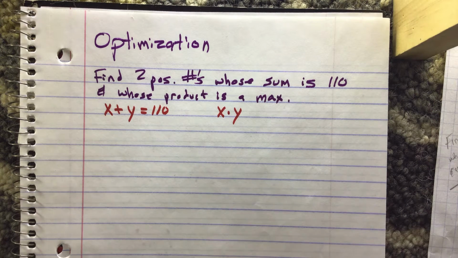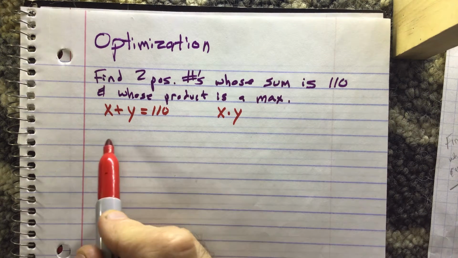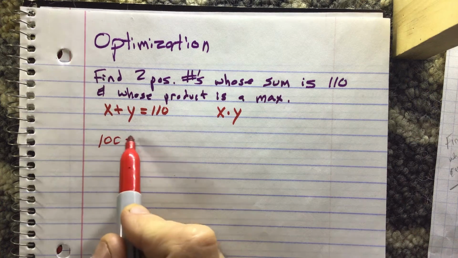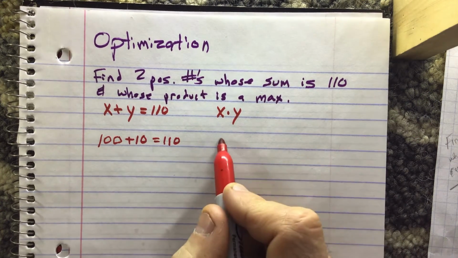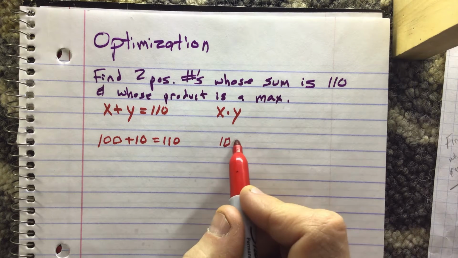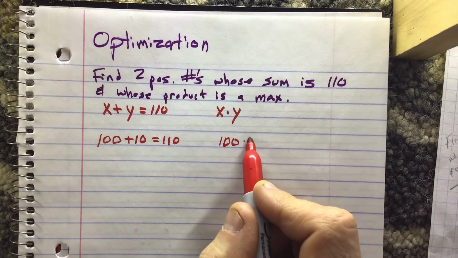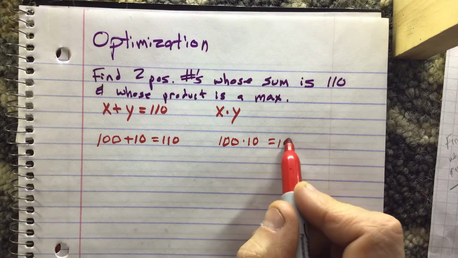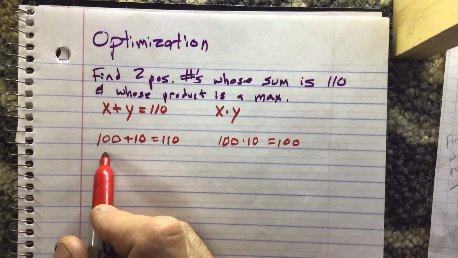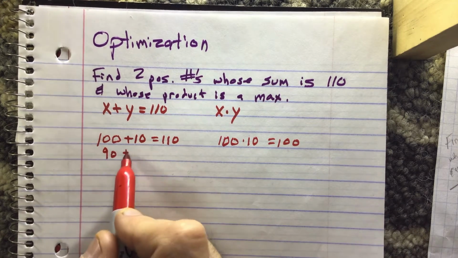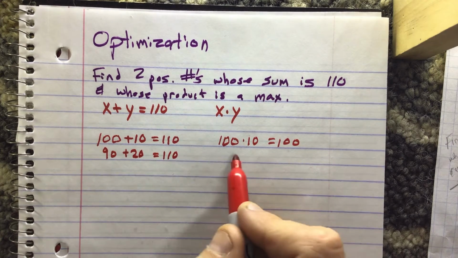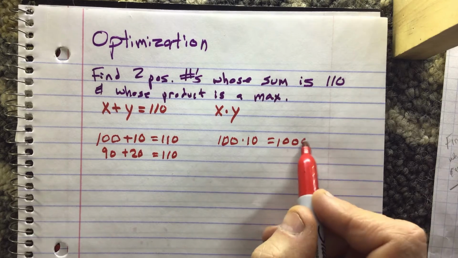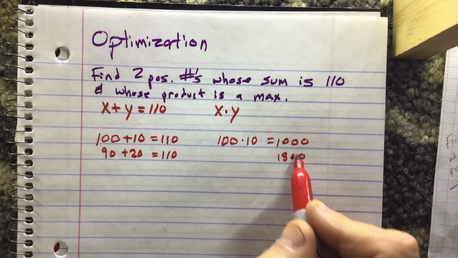So for example, two numbers that add up to 110 would be like 100 plus 10. When you multiply it, 100 times 10, you get 1,000. If you did something more like 90 plus 20, that also equals 110. When you multiply it, you get 1,800.